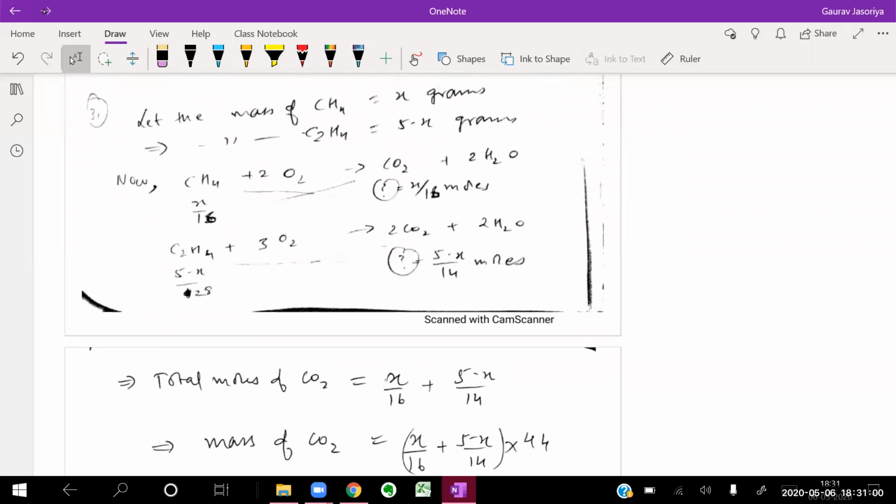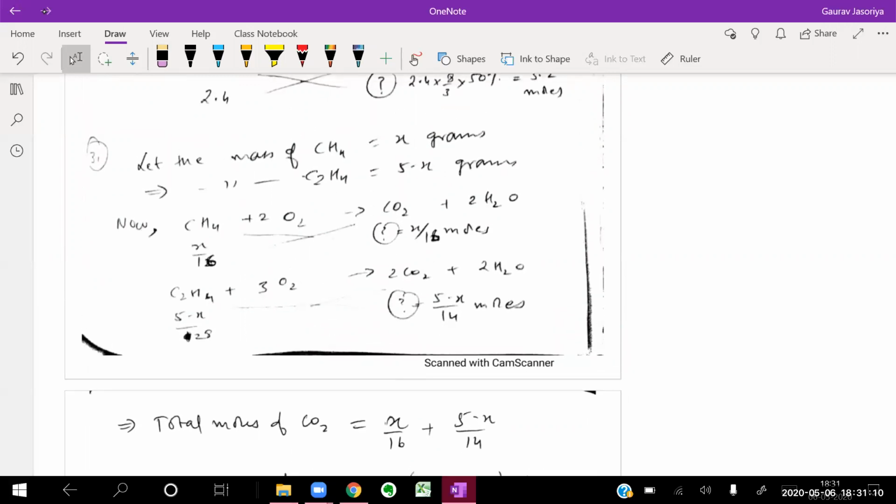All right, 31st question. Well, straightforward question again. There is CH4 and C2H4, and we know how to write the combustion reaction for both. The total mass of both is given as 5, so we have taken the mass of CH4 as x, and C2H4 will be 5 minus x. Again, we have calculated their moles individually, and correspondingly based on their balanced equations, we are able to calculate how many moles of CO2 are going to form.